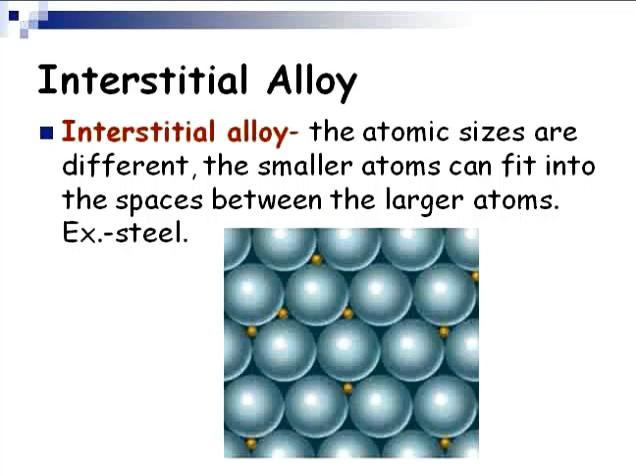The interstitial alloy, the atomic sizes are very different. Here you can see the larger atoms, these blue ones, and then there are very small spaces, and in between you have other atoms stuck in there. So the atomic sizes are different. The smaller atoms can fit in the spaces between these larger atoms. An example, steel would be like this. You would have larger atoms and then smaller atoms stuck in here.